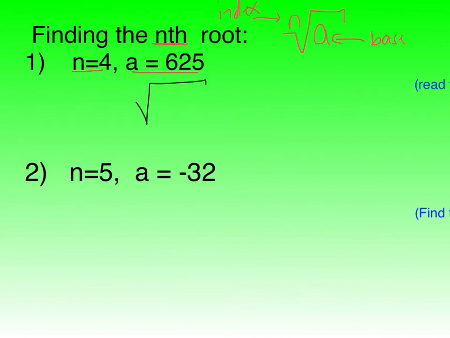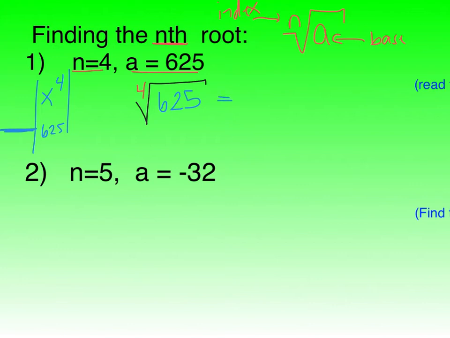And the index is 4, and the base is 625. So then the question is, can you take the fourth root of 625? So look in your exponent table, look at the x to the fourth column, go down until you see 625, then move over, and what number is that lining up with? That's going to be 5.